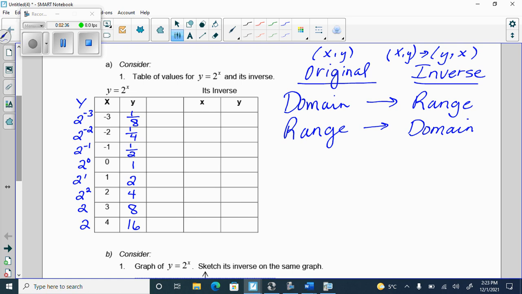The x-intercept would be the? Y-intercept. Because the 0 for the y would now become the 0 for the x. The y-intercept would be the?